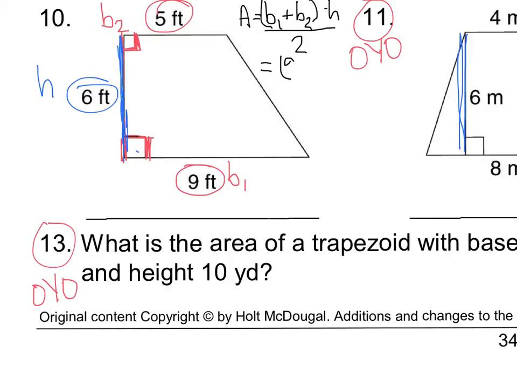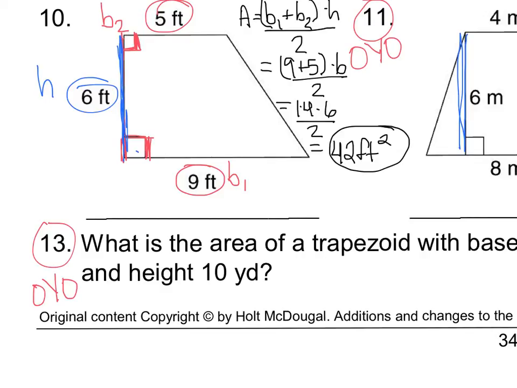So I have to add my bases together, 9 plus 5 times my height of 6, divided by 2. I'm going to do 9 plus 5 is 14 times 6, divided by 2. Type all those numbers into the calculator. 14 times 6 is 84. Then divide by 2, and I get 42 feet squared. I'm still talking about area of a trapezoid, so I need to have my units squared. Go ahead and try number 11 on your own. I'm going to move on to question number 12.